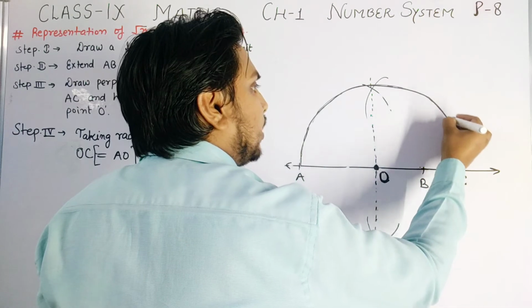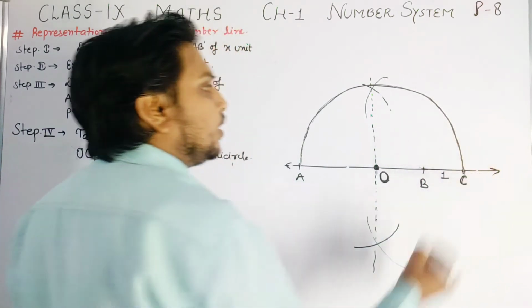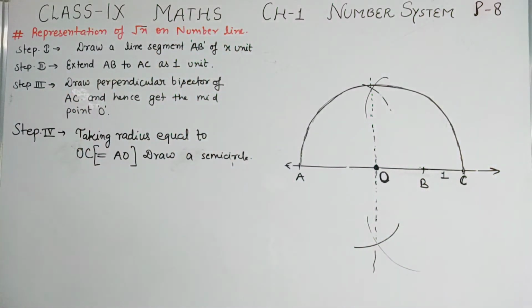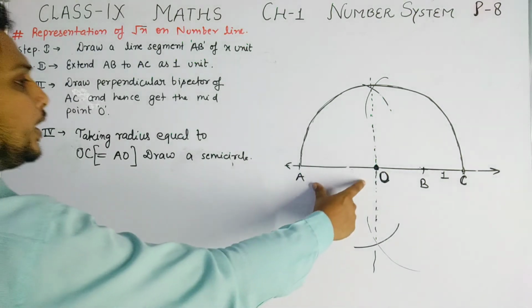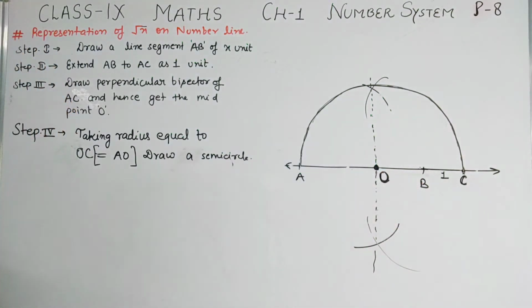So what we have done, we have made a semicircle. Now this semicircle is the semicircle of radius AO, or you can say the radius OC.